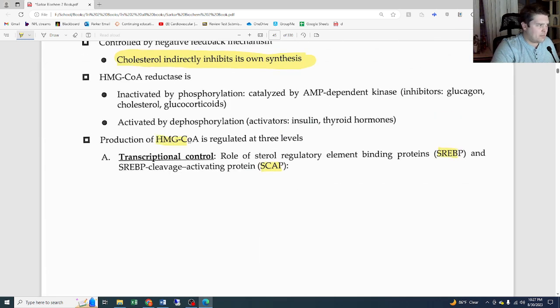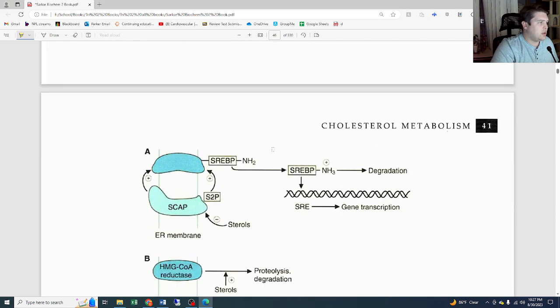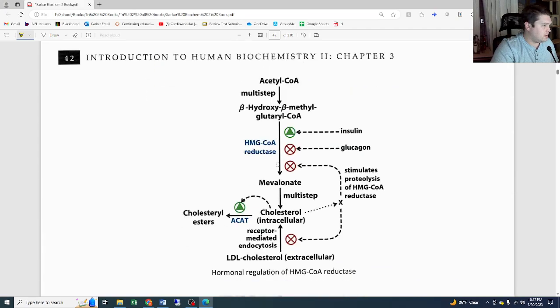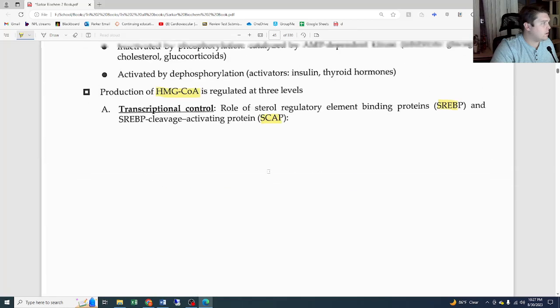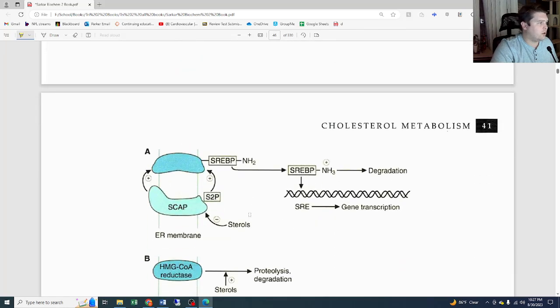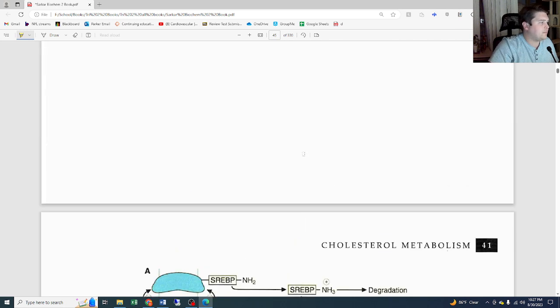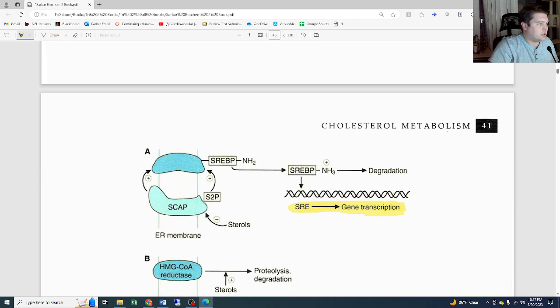So we're talking about the actual making of HMG-CoA being regulated at 3 different levels. Transcriptional control, we can see here it can literally be at the gene level, controlling it to prevent the production and the making of the actual proteins, where the sterols will inhibit the production.